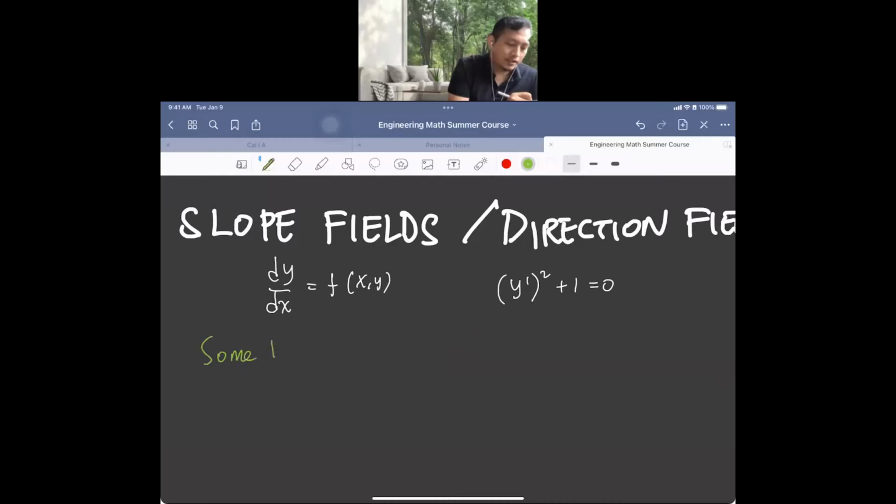However, some differential equation solutions can be found analytically. And how we find the solution is by checking the slope, checking the slope at some point.